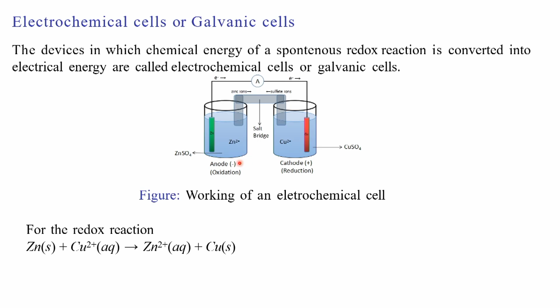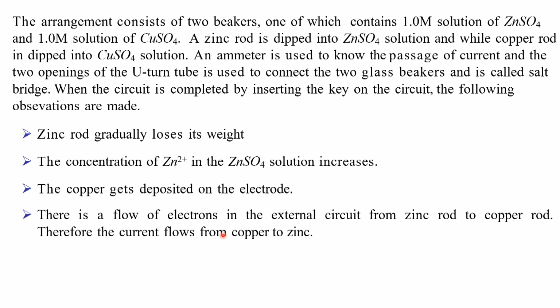If we have zinc sulfate solution, you have a zinc electrode here and a copper electrode here. Cations go to the cathode and anions go to the anode. So zinc ions will go this side and sulfate ions will go this side. We have the salt bridge here. The redox reaction is zinc plus copper 2 plus gives zinc 2 plus and copper. So this is the redox reaction taking place here.